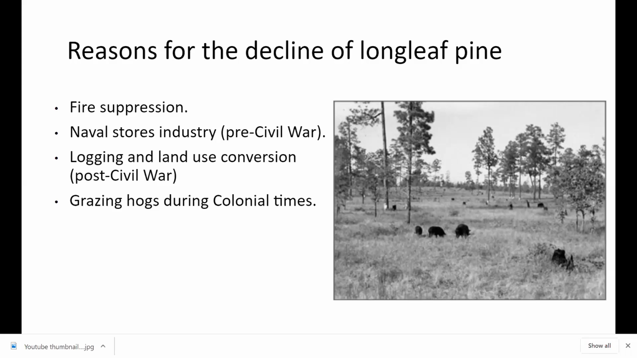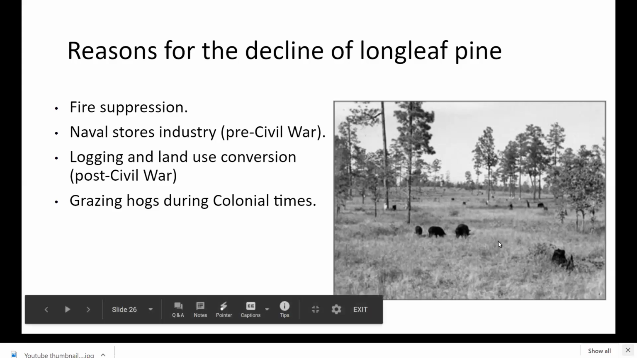Another impact that people don't really think about is grazing hogs during colonial times. So people used to let their livestock run free, and wild hogs really like the fleshy, very nutritious buds of longleaf pine. So they ate a lot of longleaf pine in the grass stage. It's hard to know exactly how to quantify that impact, but it was a significant impact to be sure.